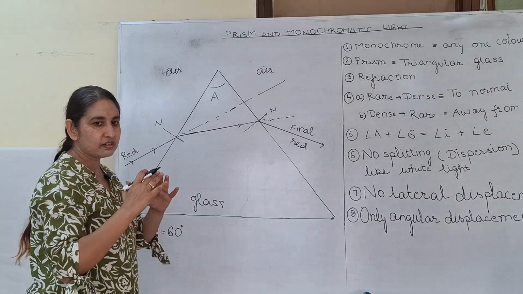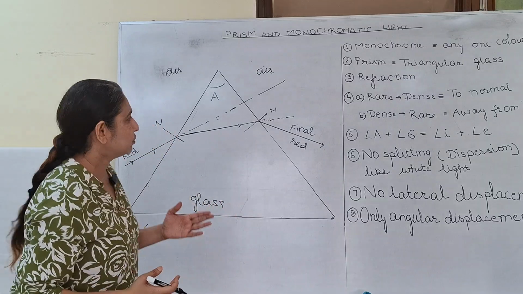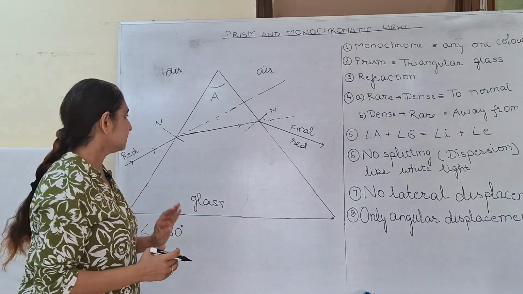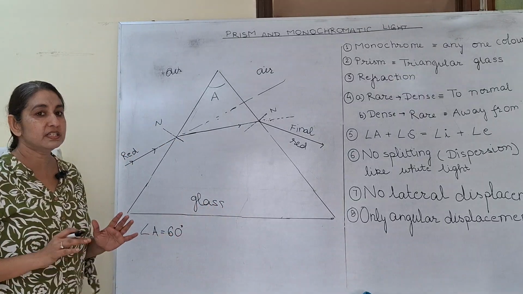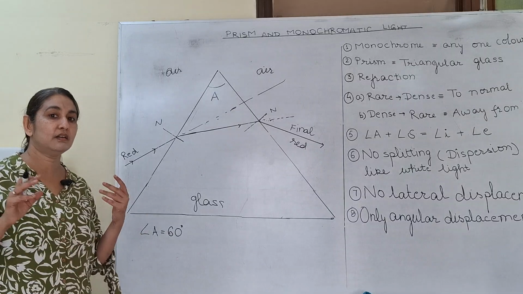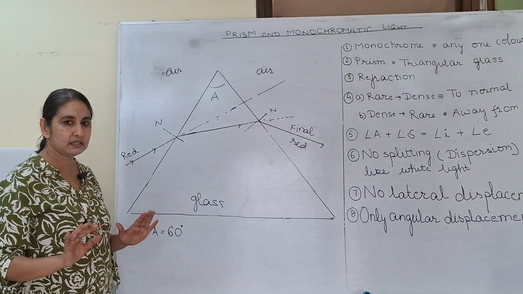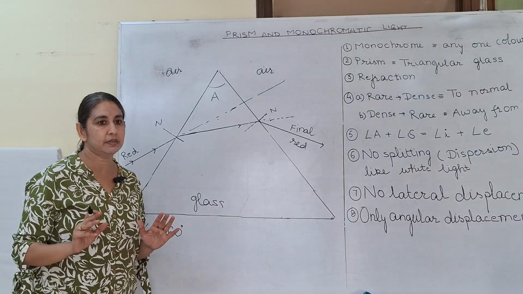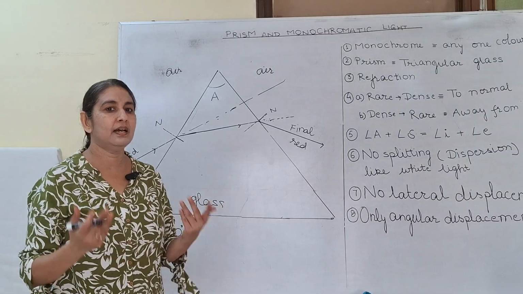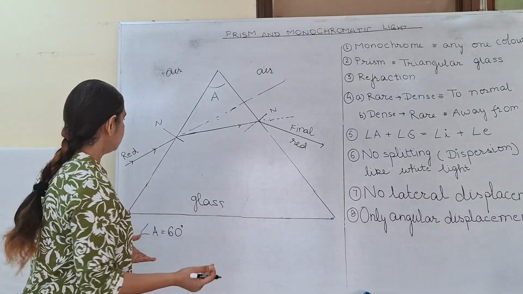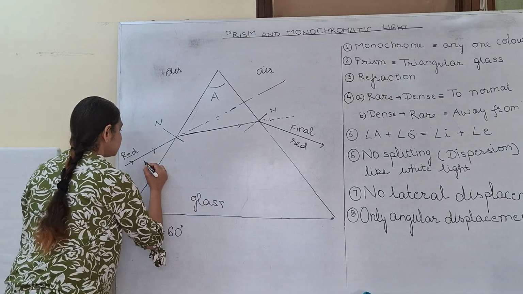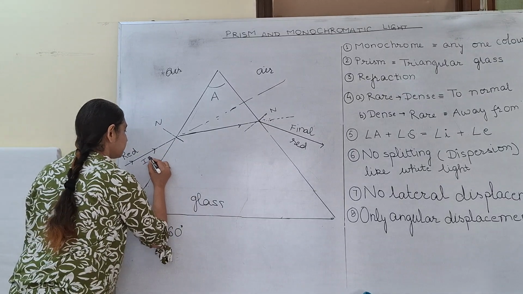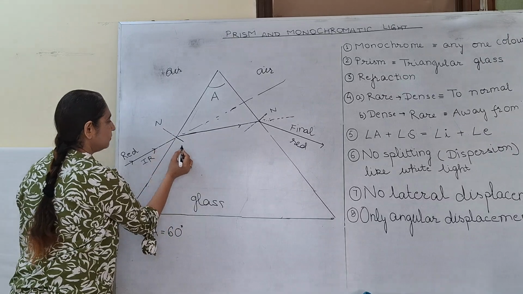Usually these are equilateral type. So if they don't mention, just take it as 60. Now where is the angle of incidence and where is the angle of emergence? Incidence means it will be the incident ray and the normal. So this is the first incident ray, and the normal.